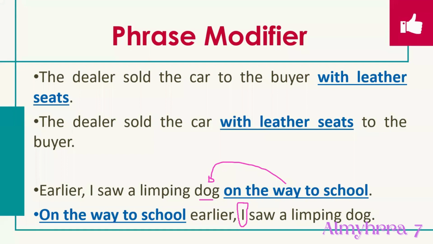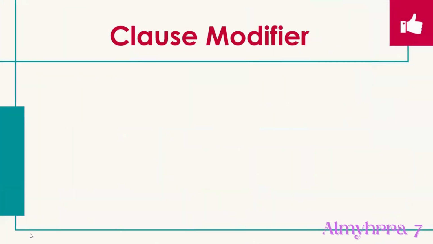So when we revise a misplaced modifier, all you need to do is make sure to place it or position it beside the word it modifies. This can also happen in clause modifier. Clause modifier can also be misplaced and the meaning would surely change.